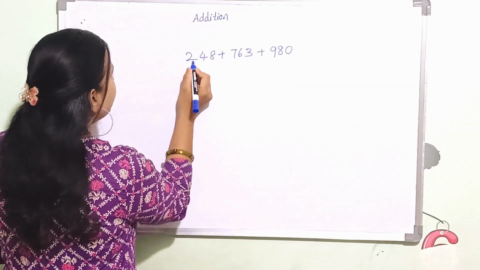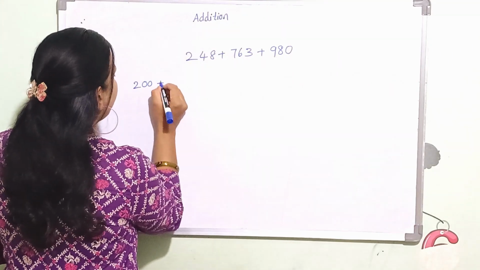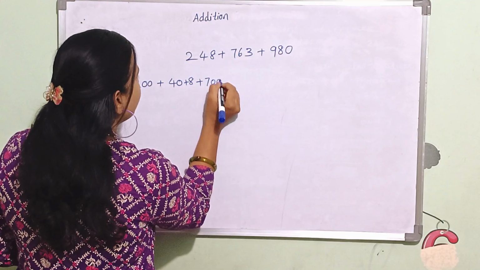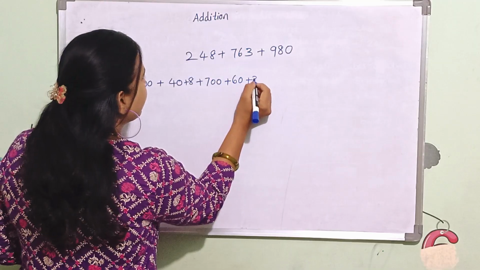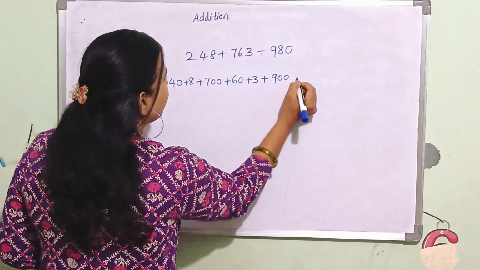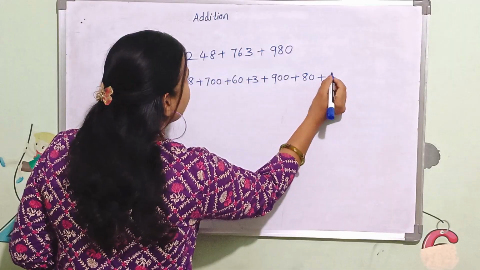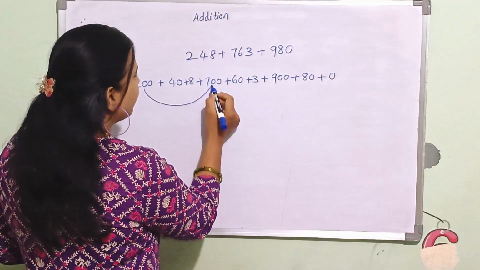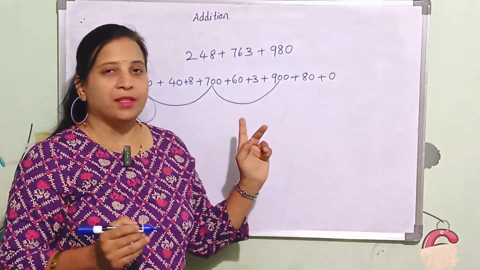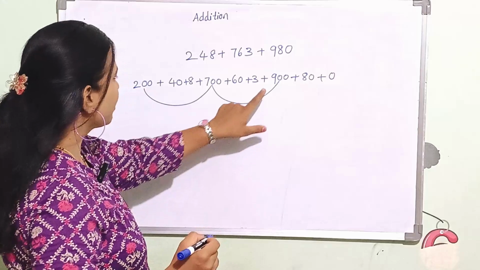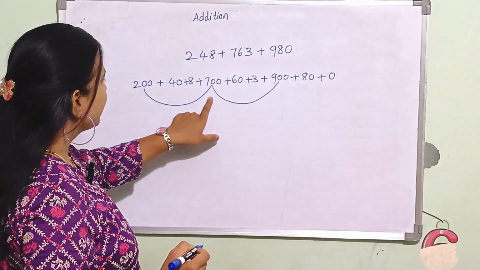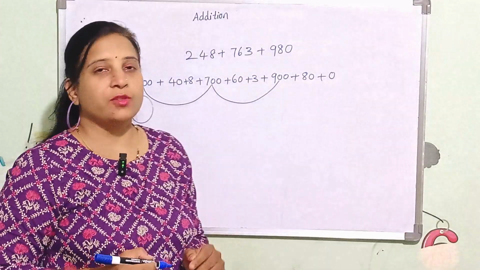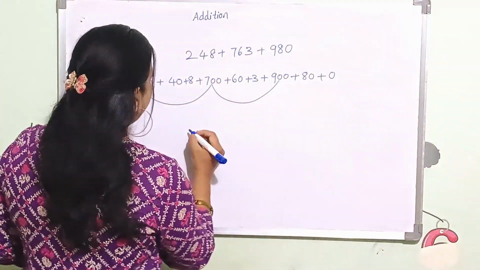फर्स्ट लेट्स एक्सपांड दिस नंबर. 200 plus 40 plus 8 plus 700 plus 60 plus 3 plus 900 plus 80 plus 0. So 200, 700 and 900. This all you have to add. So 900 plus 700 plus 200 is equal to 1800. So 1800 will write here.